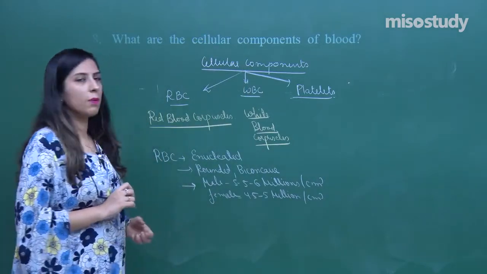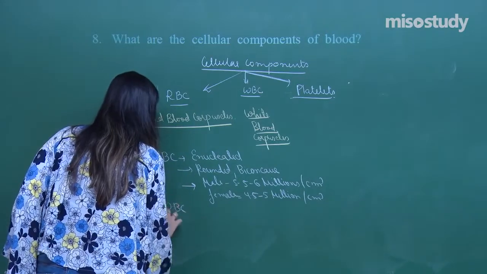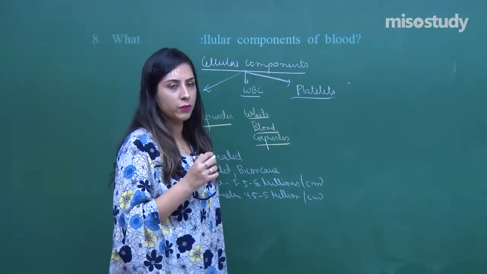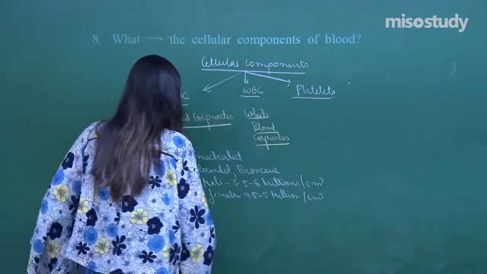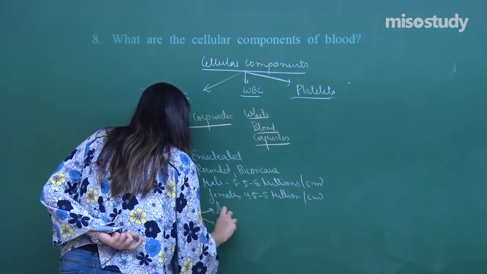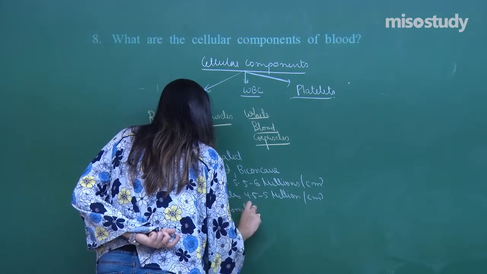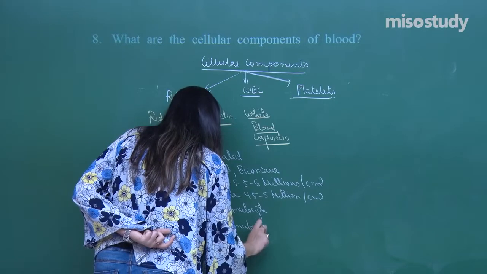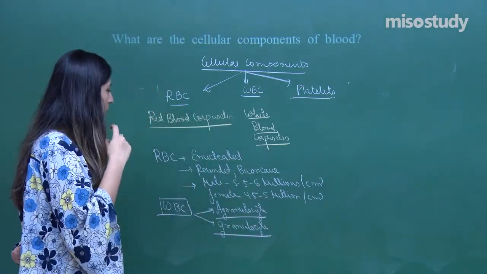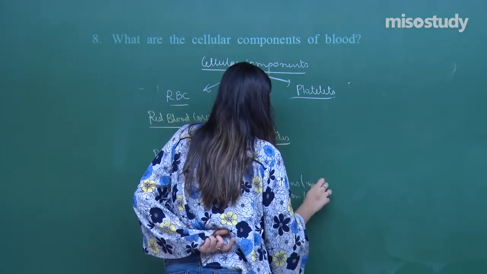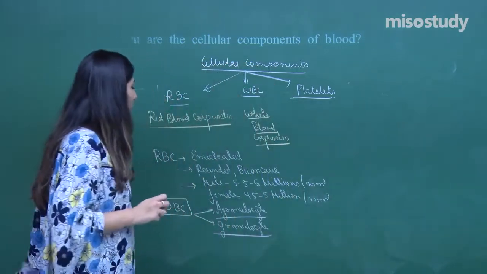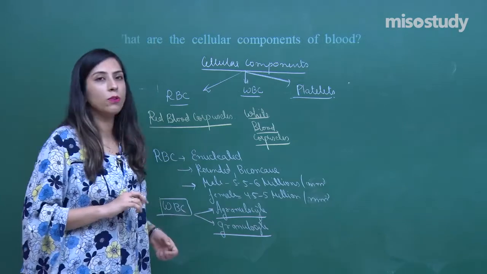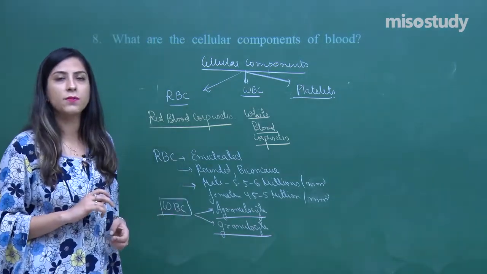Right. Now, let's talk about the WBC. WBC is called white blood cells, and these white blood cells have a nucleus present in them. It is further of two types that you have to explain. The first is agranulocyte and the second is granulocyte. Agranulocyte means in this case the cytoplasm is clear, no granules are present. In the granulocyte, the granules are present in the cytoplasm.